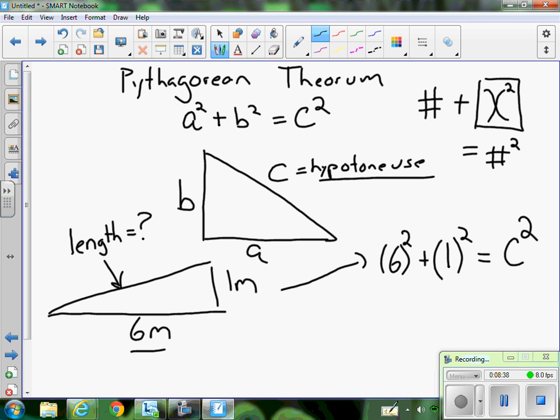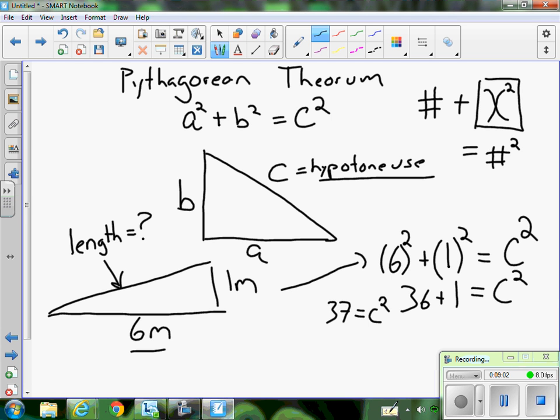So 6 squared is 36. 1 squared, and some of them you can do in your head, right? 1 times 1 is 1, is equal to c squared. So 36 and 1 is 37, is equal to c squared. Now remember, we need to find c. We need to find the hypotenuse.